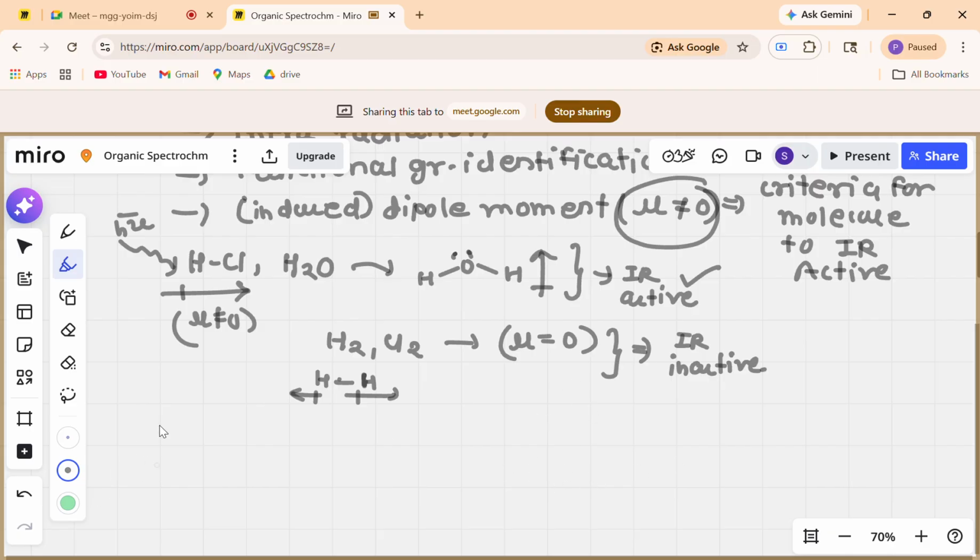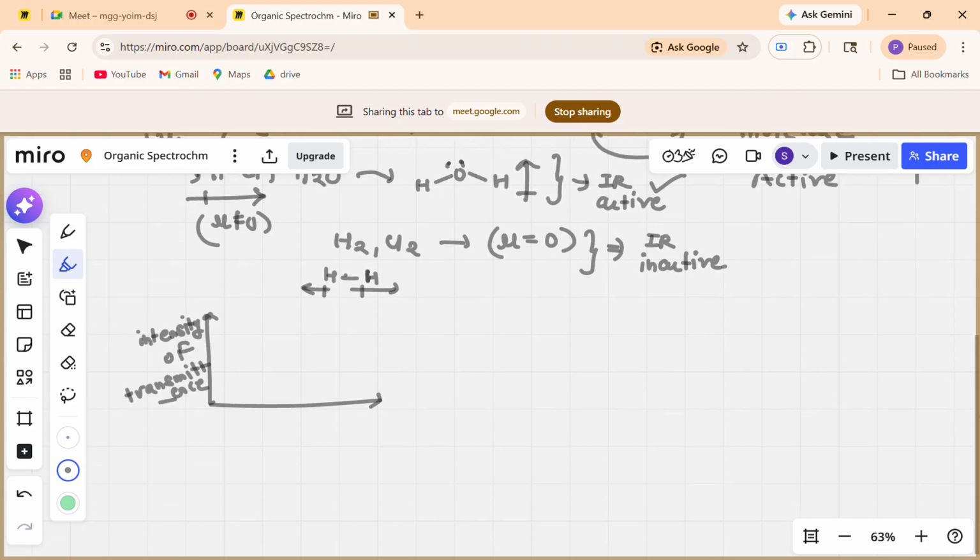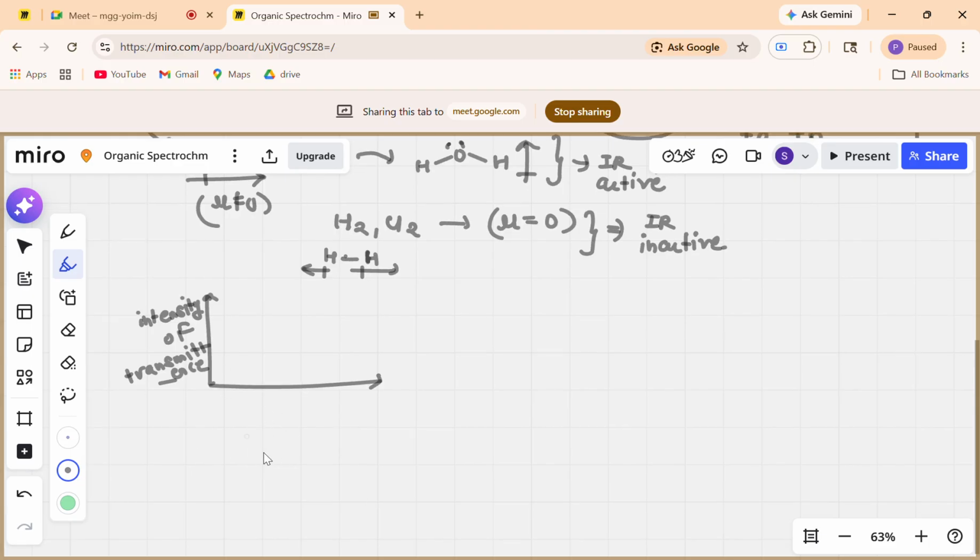So when we are doing infrared spectroscopy on a molecule, how does the spectrum basically look? Okay, so it looks like this. On the y-axis we are measuring intensity of transmittance, and on the x-axis we are plotting the frequency in terms of wave number, that is centimeter inverse.